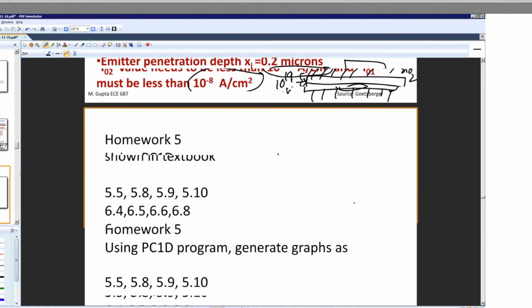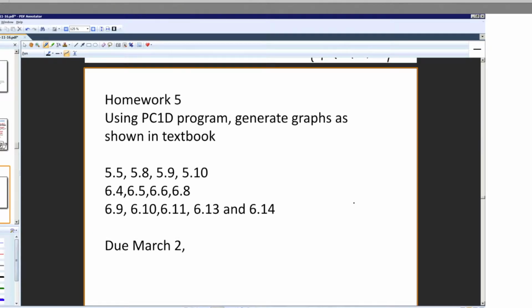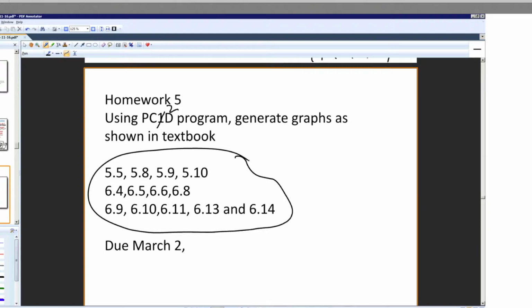Okay, so now comes the homework. So you will learn this. I think now they have a 2D program. So some of the graphs which are given in the book, I want you to generate those graphs. So you understand, when I was discussing the design parameters, where they come from and how to really design a solar cell. This is in the textbook.